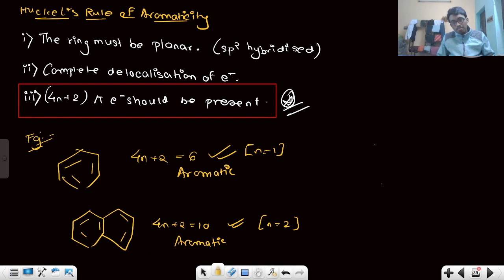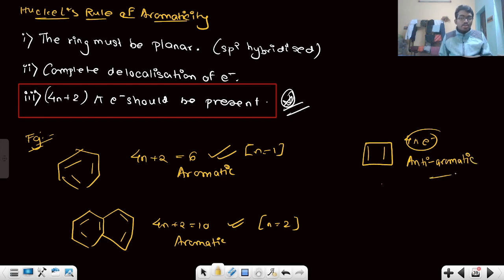Right, now if I give you a square with 4 pi electrons, then how many pi electrons? 4 pi electrons. 4 pi electrons does not fit the 4n plus 2 condition, but it is anti-aromatic. Clear? Anti-aromatic. It is not non-aromatic, it is anti-aromatic.